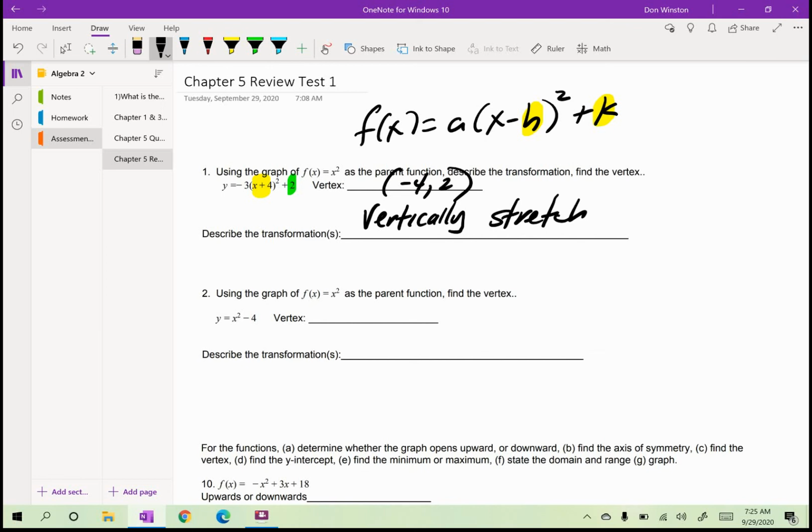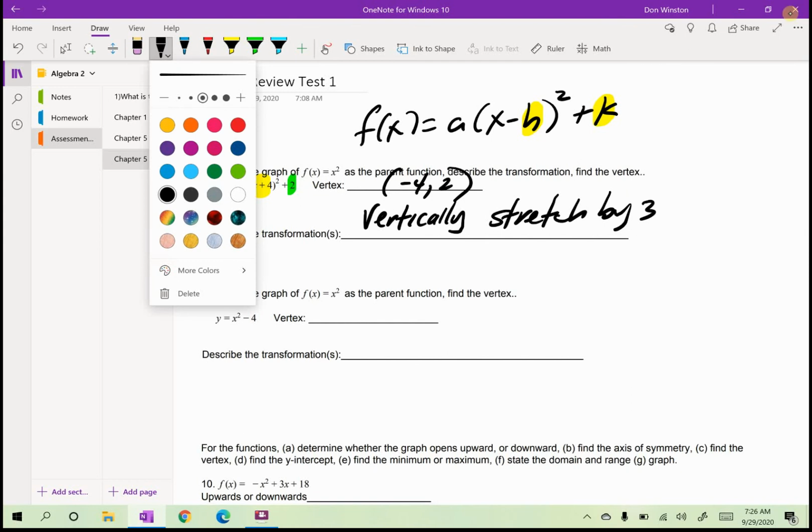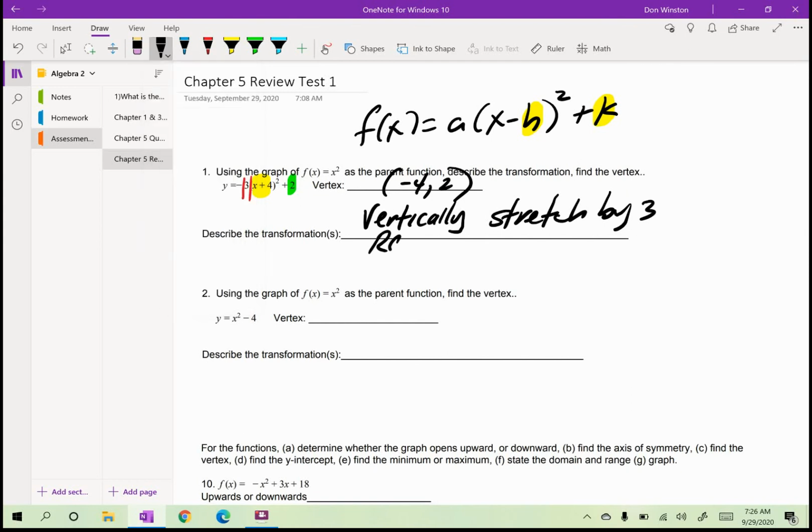It was vertically stretched by 3. The absolute value of that is greater than 1. Oh, and I didn't see that negative there, so it was a reflection across the x-axis too. So it reflected across x.